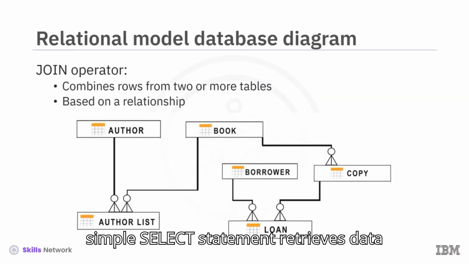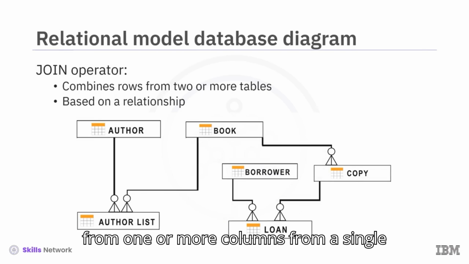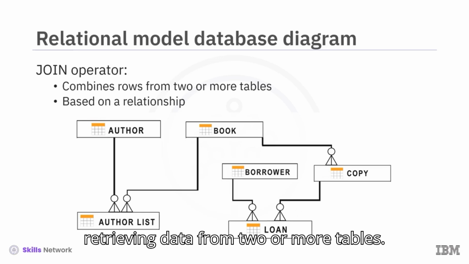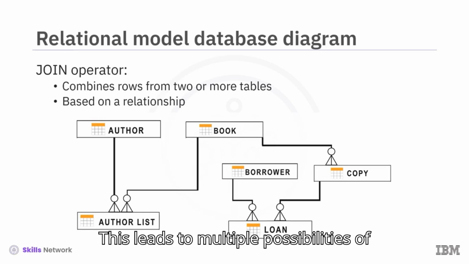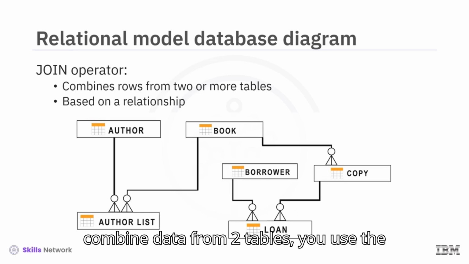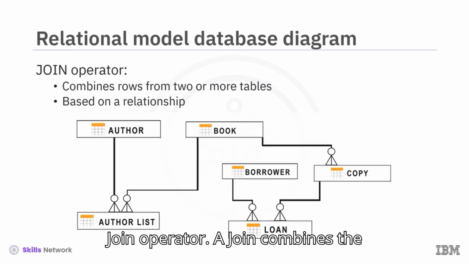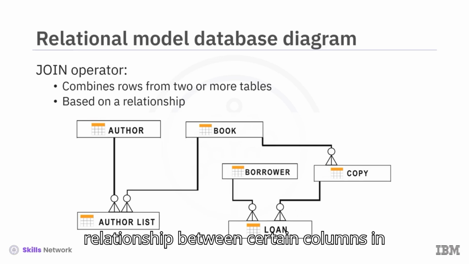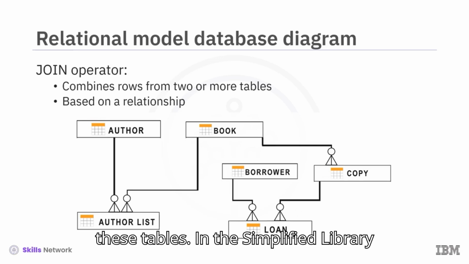A simple select statement retrieves data from one or more columns from a single table. The next level of complexity is retrieving data from two or more tables. This leads to multiple possibilities of how the result set can be generated. To combine data from two tables, you use the join operator. A join combines the rows from two or more tables based on a relationship between certain columns in these tables.